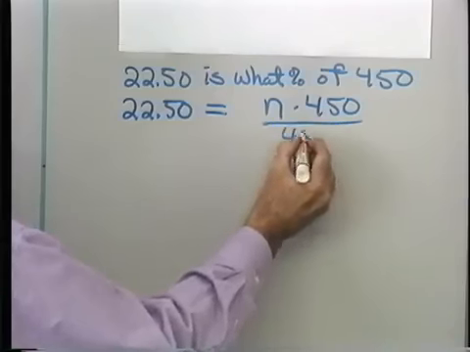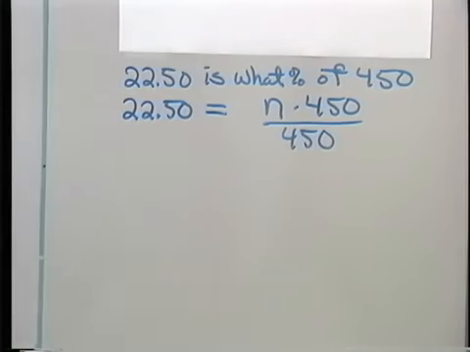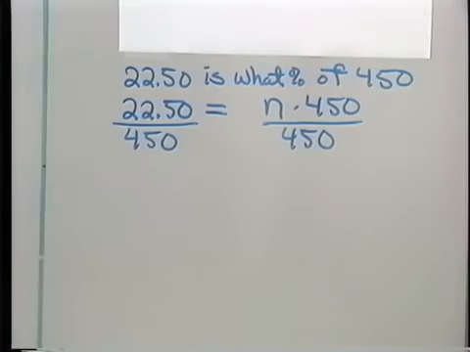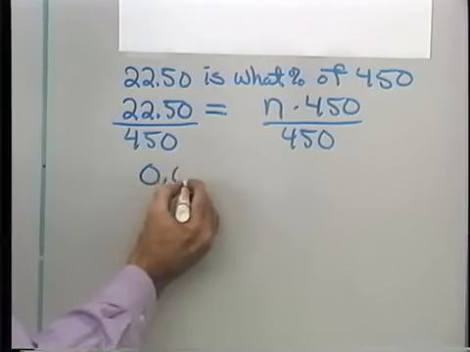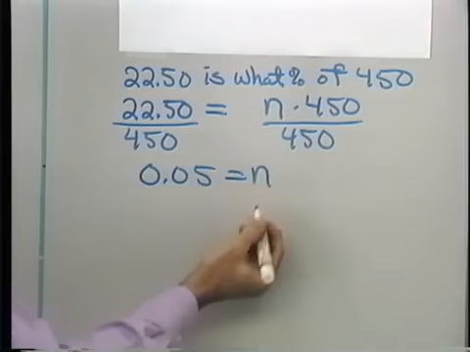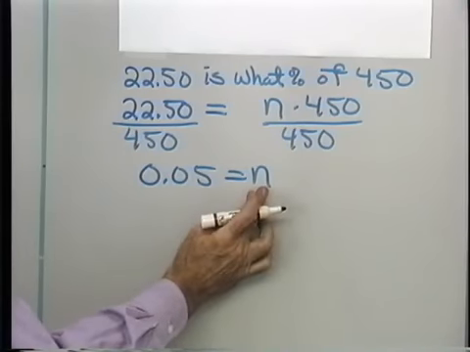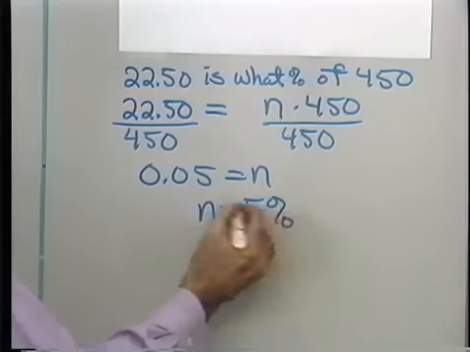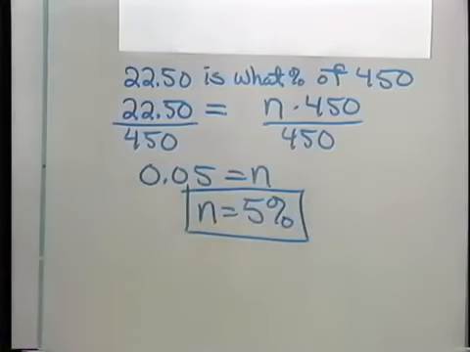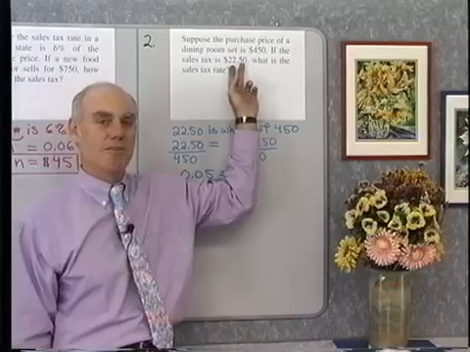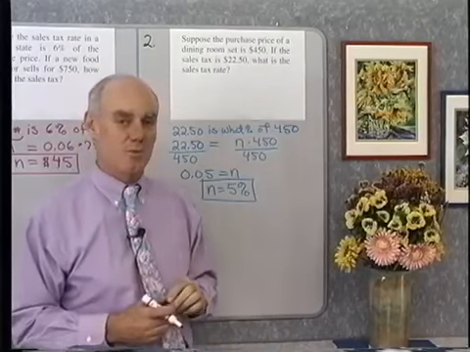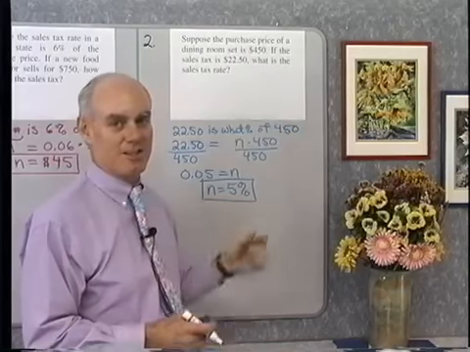Divide both sides by 450. So I divide the right side by 450, divide the left side by 450, and I end up with, using a calculator, 0.05 is equal to n. Now, since I asked for the sales tax rate, and I want it given as a percent, I'll write down n is equal to 5%. So if you end up paying $22.50 in sales tax on a $450 purchase, then the sales tax rate must be 5%. Let's take a look at our next problem.